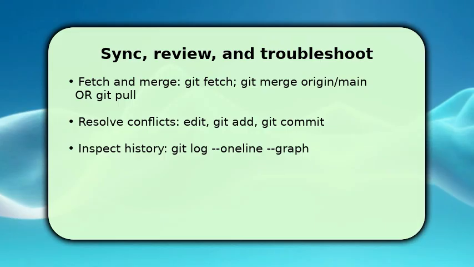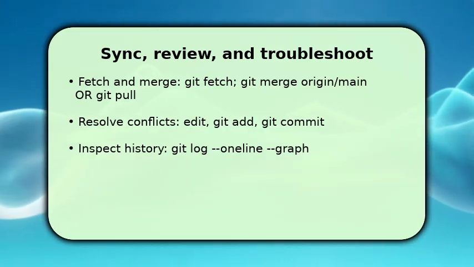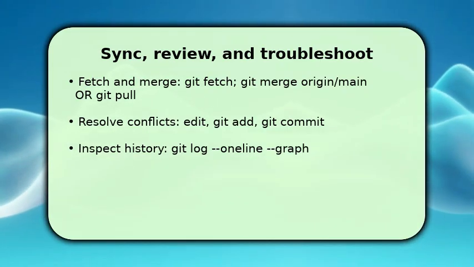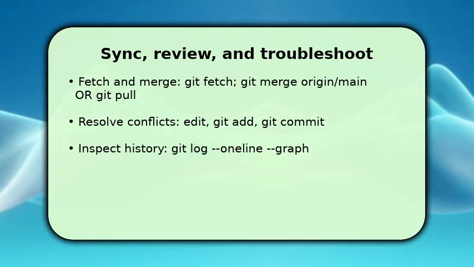If things go wrong, create a backup branch, then use git reflog to find lost commits and git reset or git restore to recover. That's the single tip.